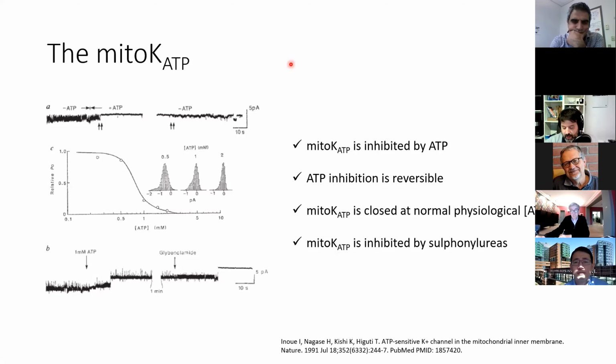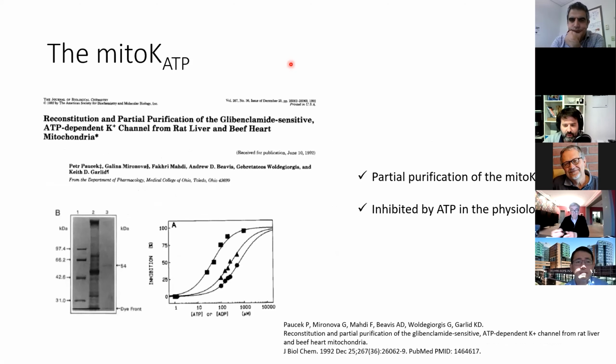And importantly, this channel can also be pharmacologically inhibited by sulfonylureas, thus resembling, at least at the pharmacological level, all the features of the plasma membrane KATP channel. And 1 year after, another group, the group of Keith Garlid, performed a similar experiment by using a partial purification technique. They were able to purify a potassium sensitive, ATP sensitive potassium channel, starting from mitochondrial preparation, and basically they confirmed all the findings of the previous paper. So they were able to purify these channels and to show that this channel is closed by physiological ATP concentration.